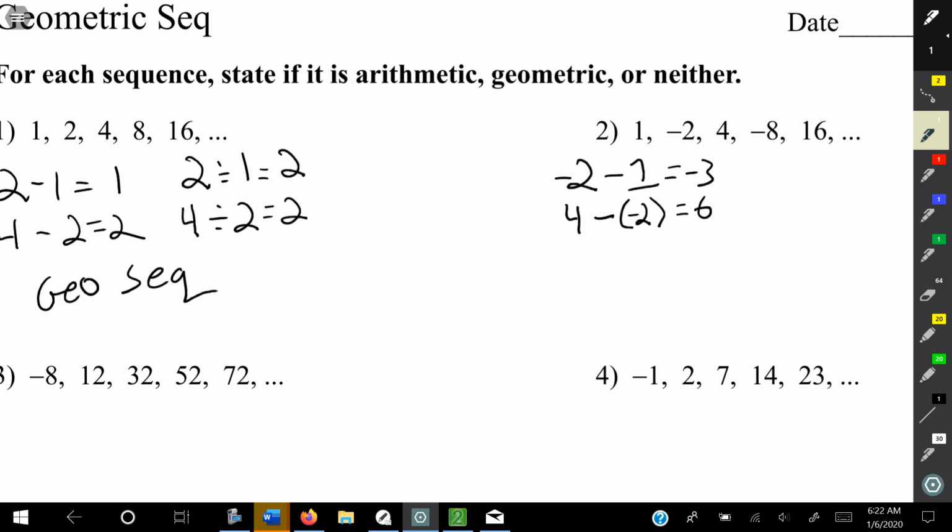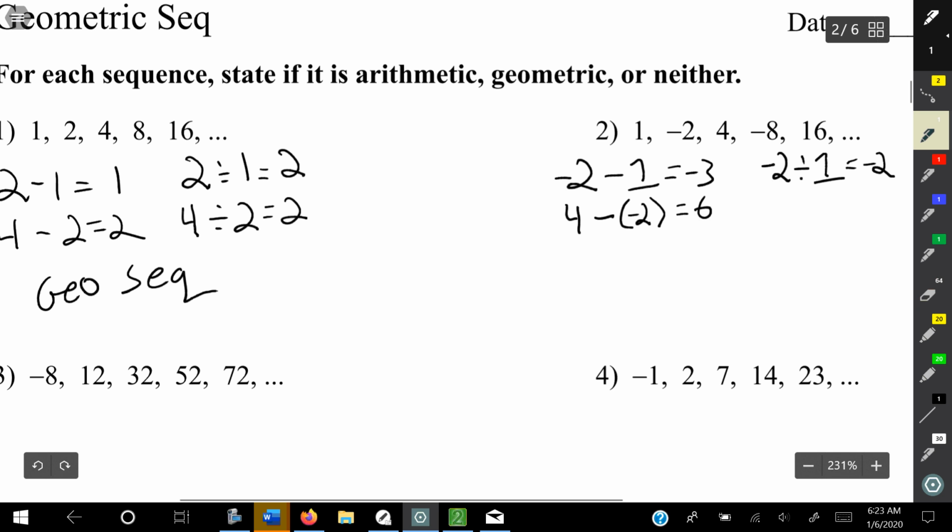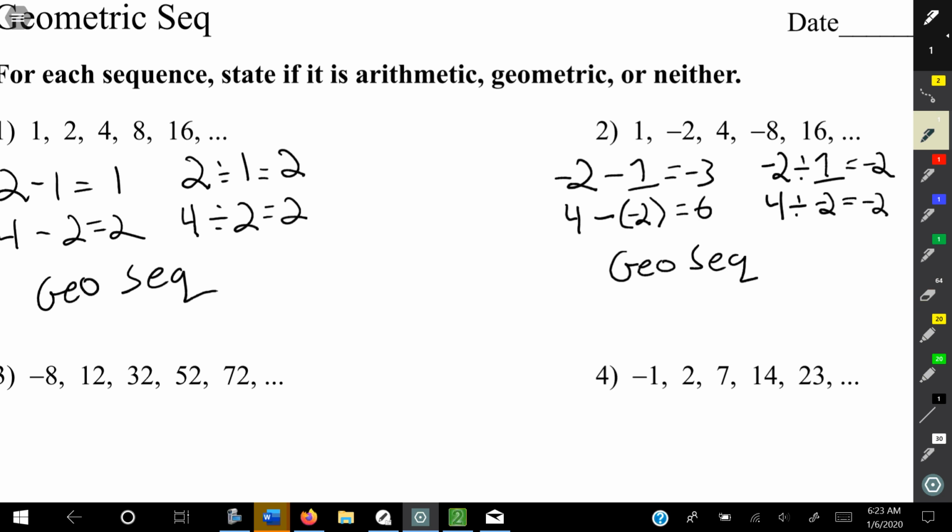Now I'm going to take the second number, -2, and divide it by the first number. When I do that, I get -2. Then I'm going to take the third number, 4, and divide it by the second number, -2, and I get -2. So this one is a geometric sequence as well. Okay, let's do a couple more.